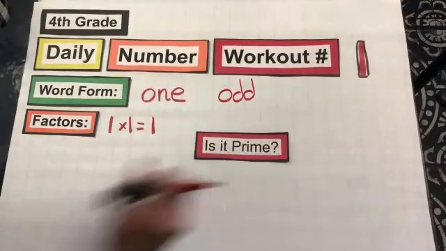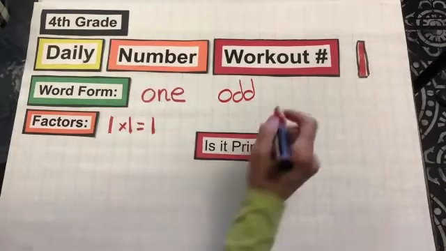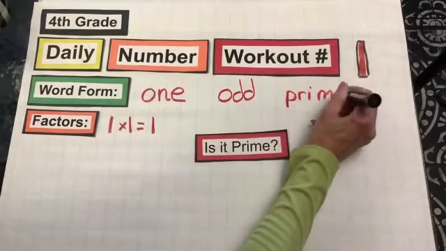And then we want to ask ourselves if it's prime. Is number 1 prime? Well, any number that only has the factors of itself and 1, so the only numbers that can multiply to get a number is 1 and itself, is a prime number. So let's write prime.